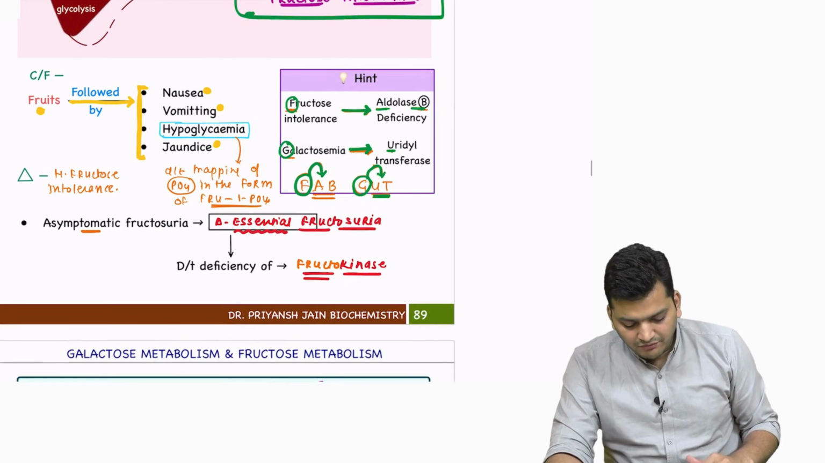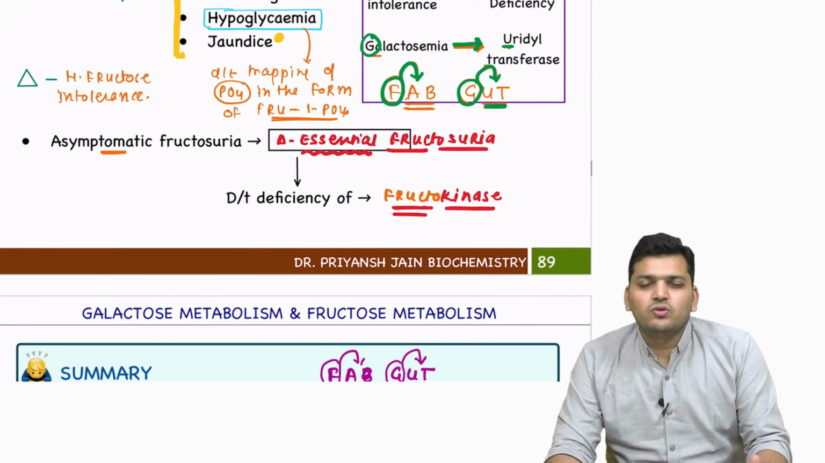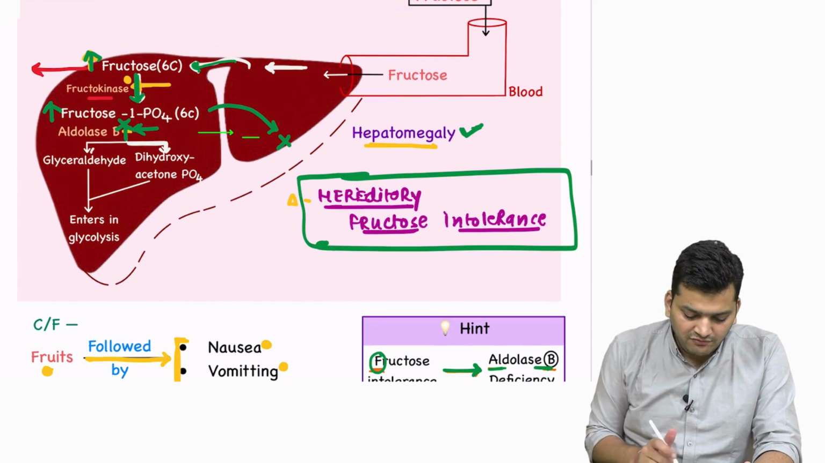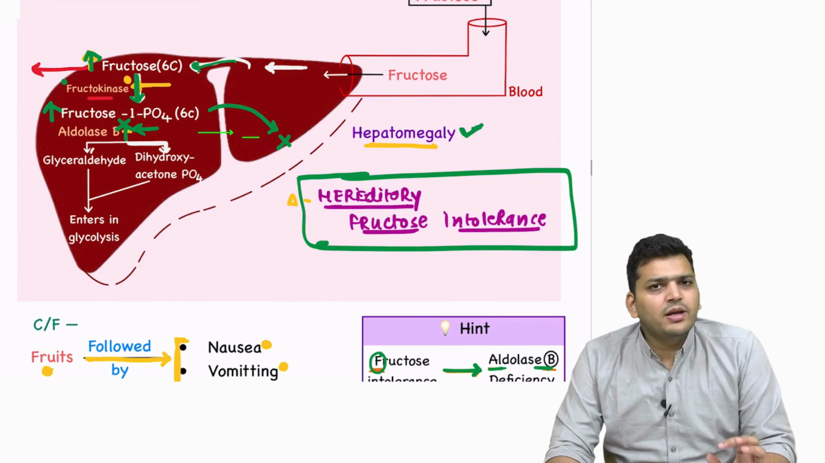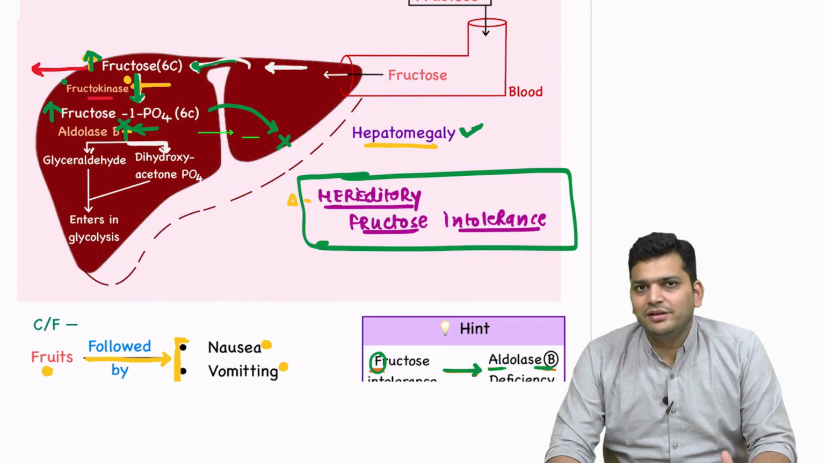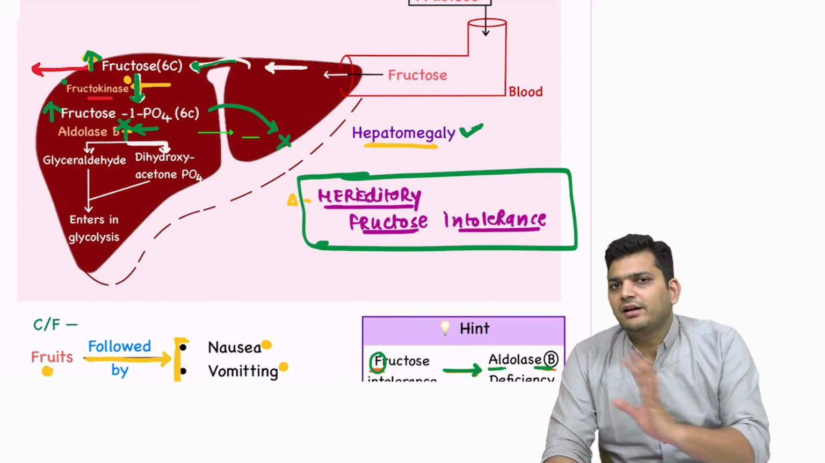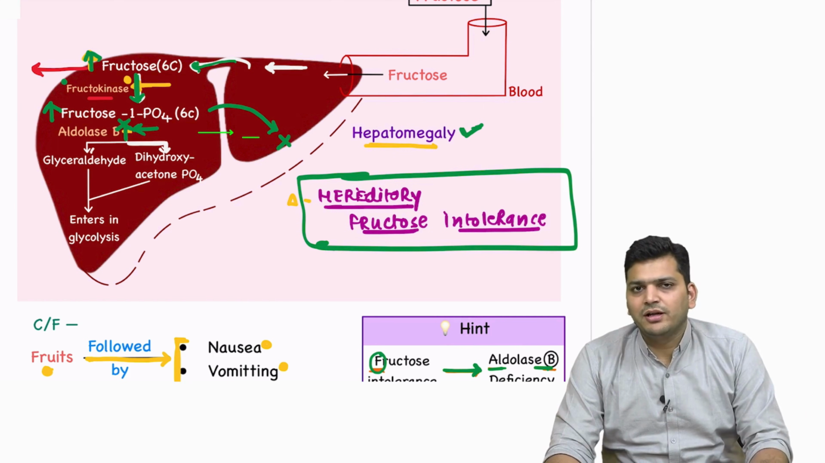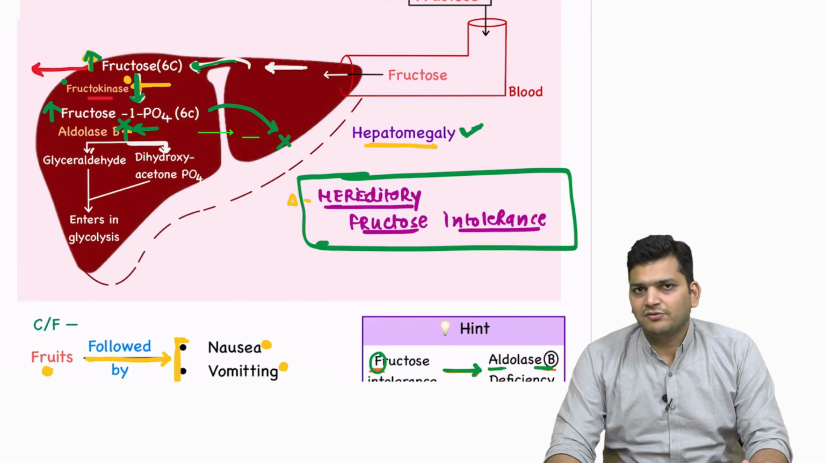Okay. Now there is something called as essential fructosuria. Essential fructosuria is due to deficiency of this enzyme, fructokinase. The patient will not have any symptom because the fructose will not metabolize, but it is not going to be trapped in the liver also. The fructose will directly come in the urine. So it will not create much problem for the patient. Only the fructose will be coming in the urine. That is called as essential fructosuria.